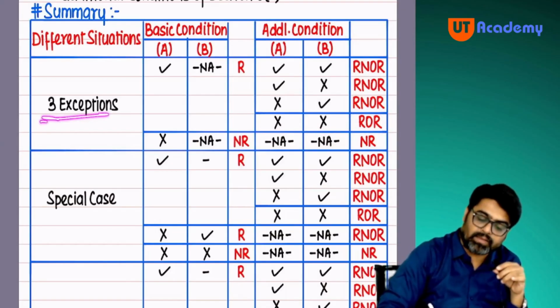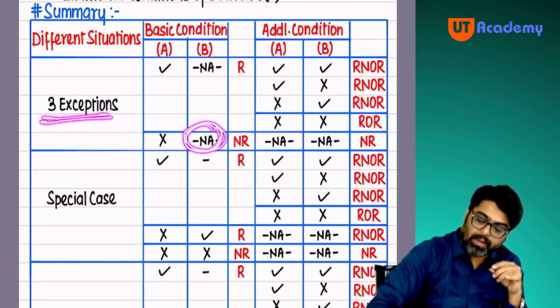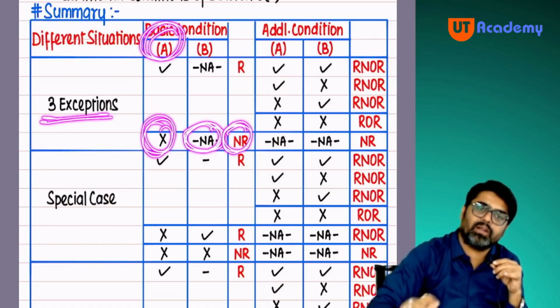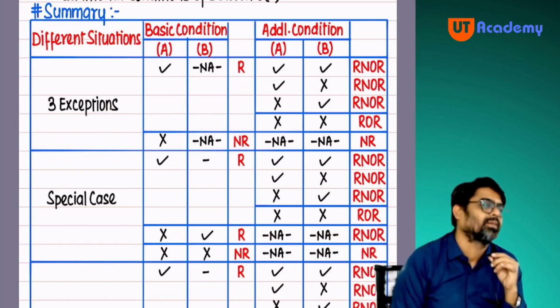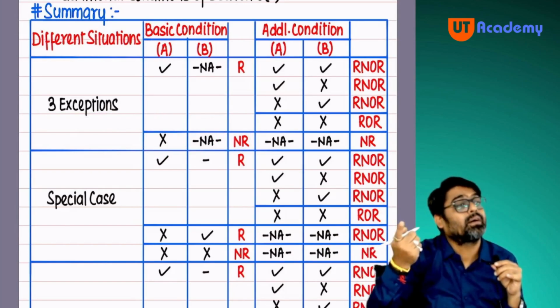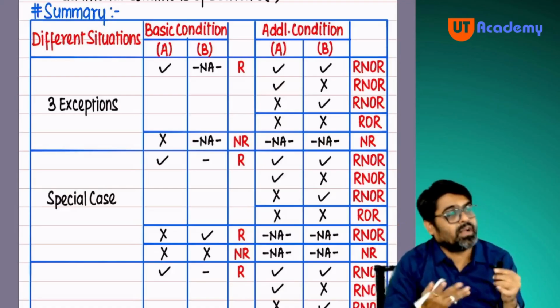But what if you are covered by three exceptions? Basic condition B is not applicable, A was applicable, but A is not fulfilled. You become a non-resident. And once you become a non-resident, don't check additional conditions. After becoming a resident only you will check. After becoming non-resident, you are not going to do anything.